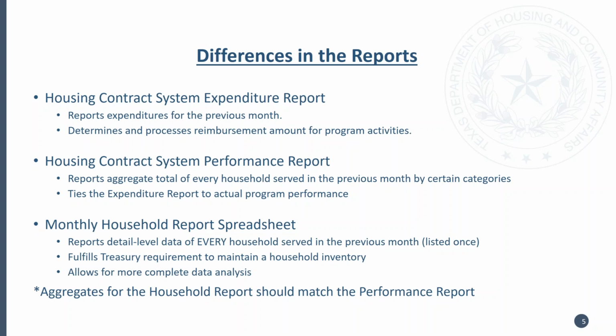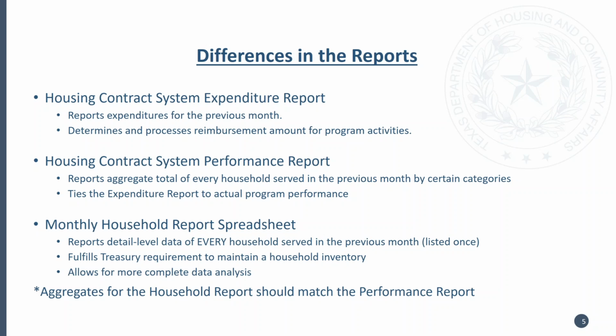The third is more Treasury specific and specific to this grant, which is going to be our monthly household report spreadsheet. This spreadsheet reports detail level data of every household served in the previous month. So it's going to be every household you've served listed once. We'll get into this once again later, but if you served a household in April, it goes on the April spreadsheet. If you serve that same household in May, it also goes on the May spreadsheet, but it's only listed once on each respective spreadsheet.